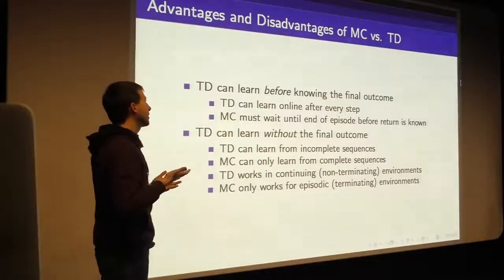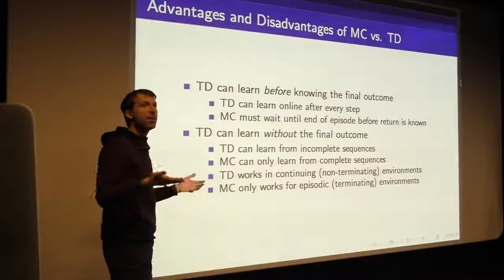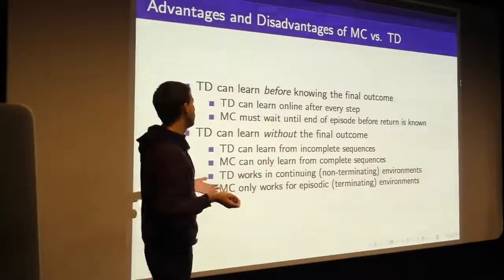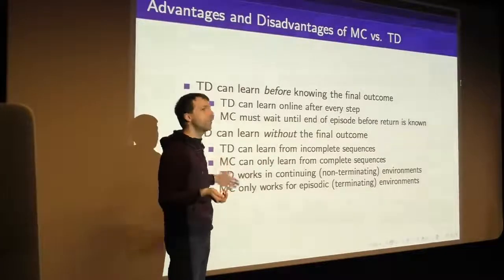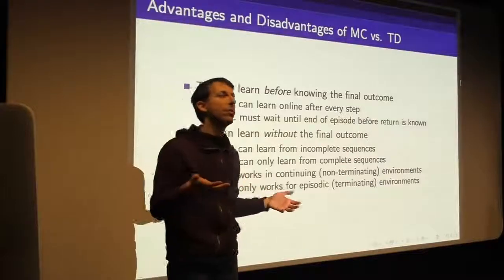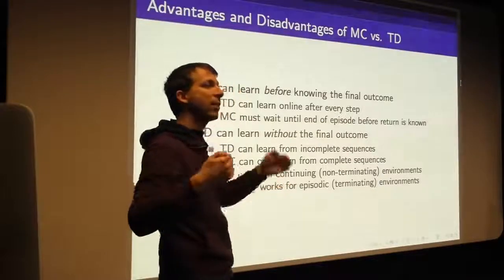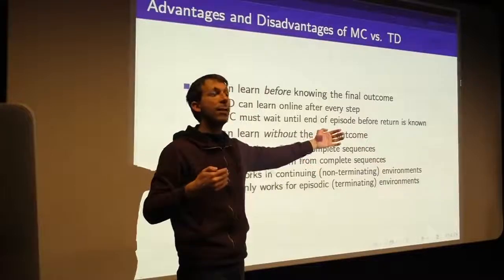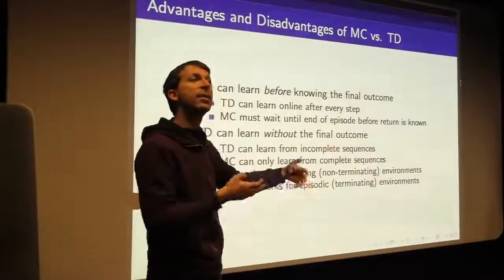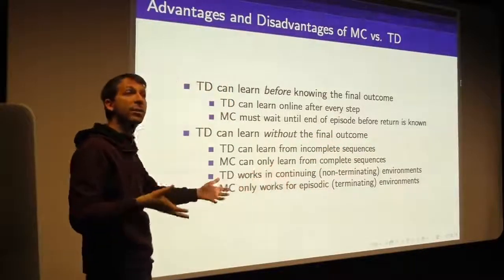One advantage of this is that TD can learn in situations where you never see the final outcome. So what if you get incomplete sequences? What if you're learning in some situation where you just don't get to observe the return at the end of the episode? We'll see this later when we do off-policy learning. This really happens a lot in many cases.